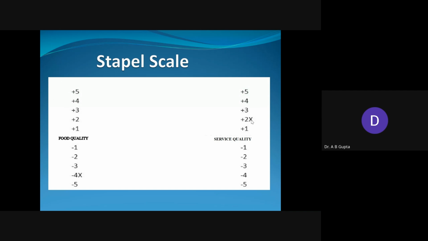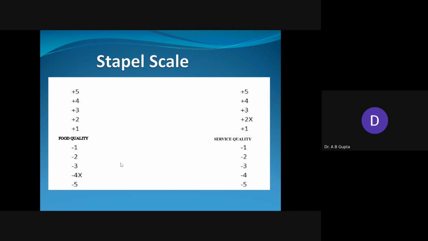So in this way, you are getting this feedback, and once you collect this feedback, you can compile it, and then you can say that this is the performance of a restaurant as far as the food is concerned. So this is a Staple scale.